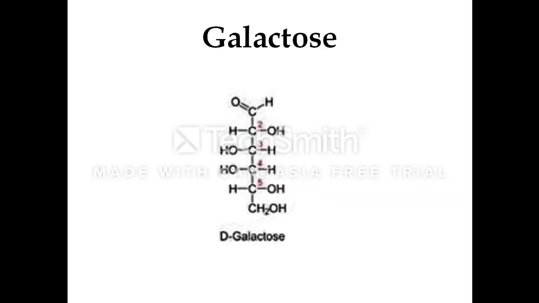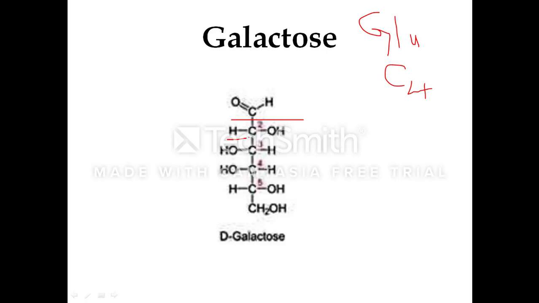Now we will move on to the Fischer projection structure of galactose. Galactose has a structure just similar to glucose except at the C4 position. If you learn the structure of glucose, it is very easy to write the rest of the monosaccharide structures. Following the rule of the Fischer projection, we have the aldehyde group, CHO, at the top end of the carbon skeleton.